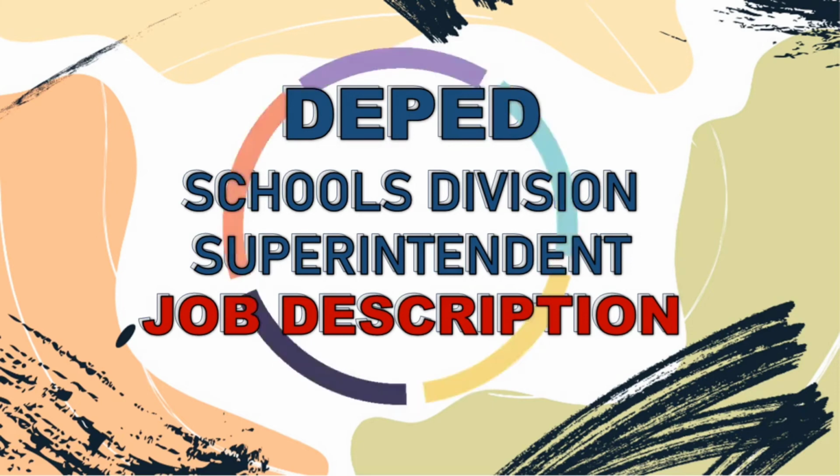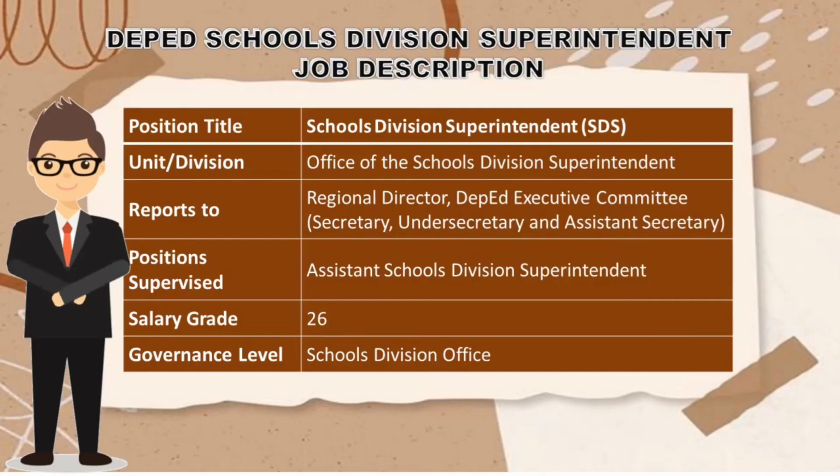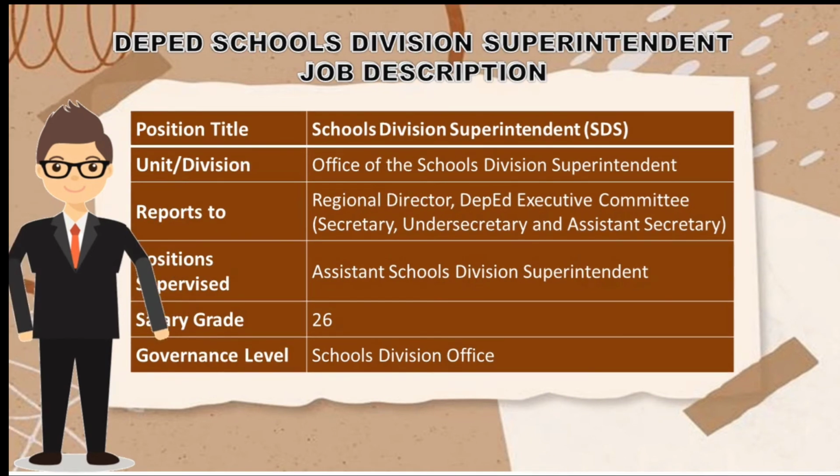DepEd Schools Division Superintendent job description. Position title: Schools Division Superintendent or SDS. Unit: Division, Office of the Schools Division Superintendent. Reports to the Regional Director, DepEd Executive Committee, Secretary, Undersecretary, and Assistant Secretary. Position supervised: Assistant Schools Division Superintendent. Salary grade 26. So under SG 26, the salary of the SDS is more than 113,000 a month. Governance level: schools division office.